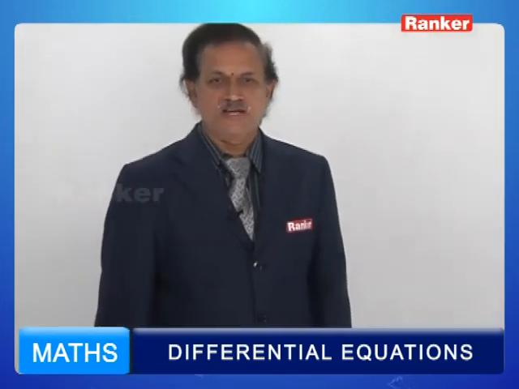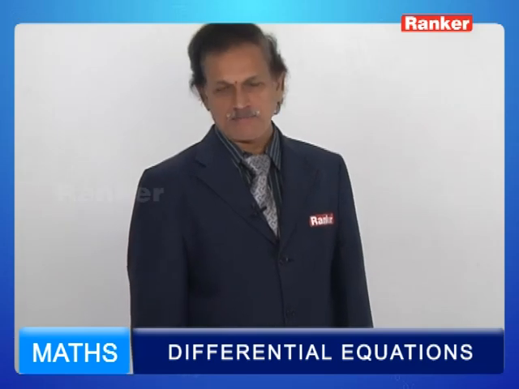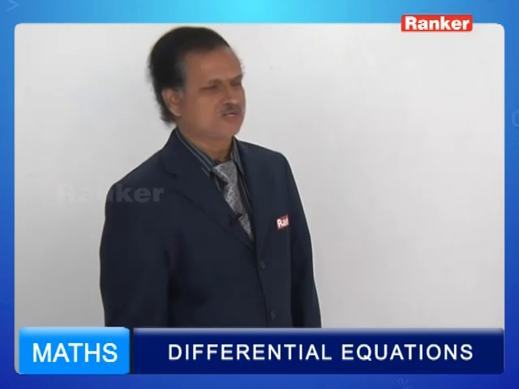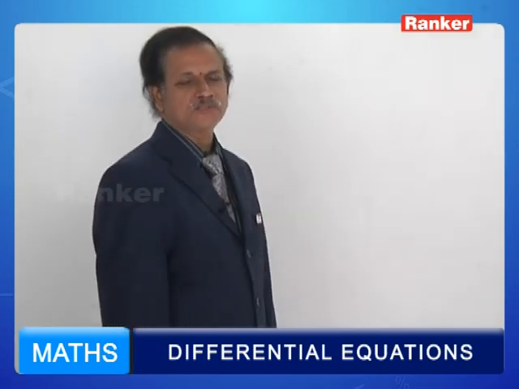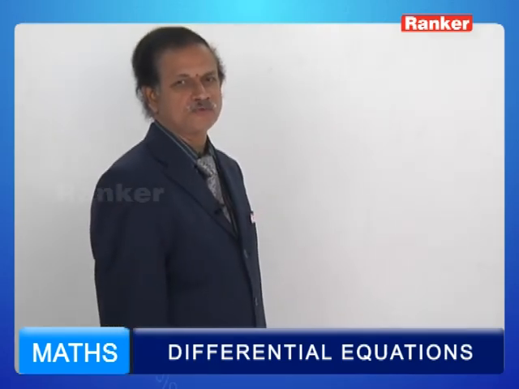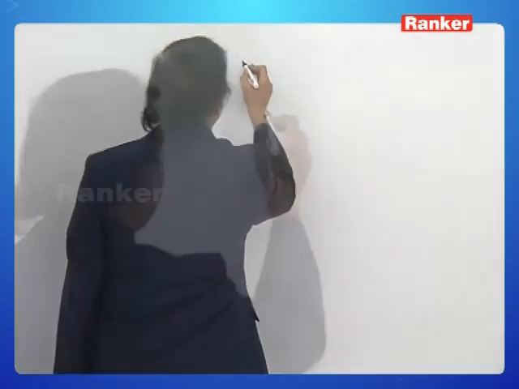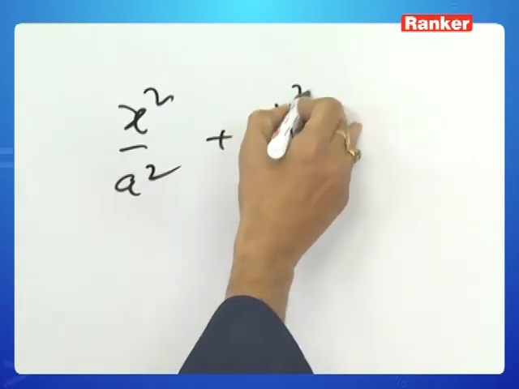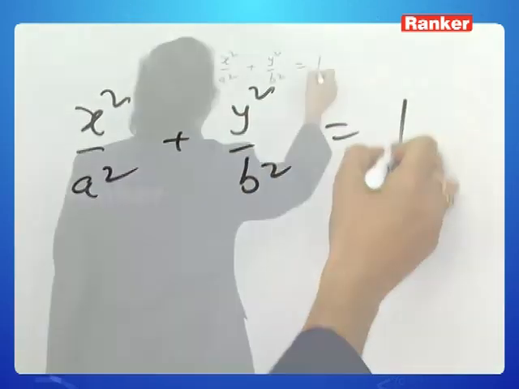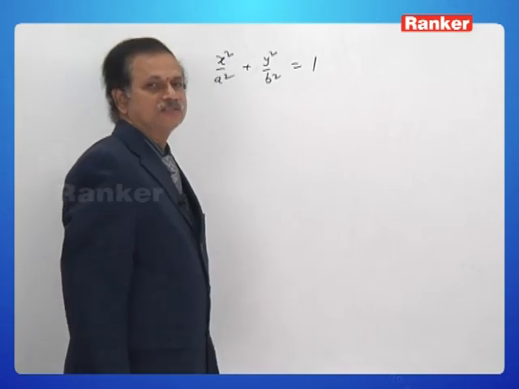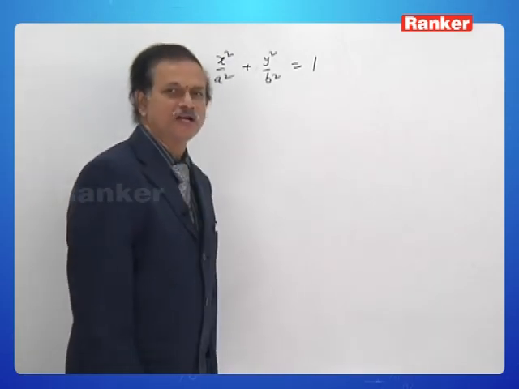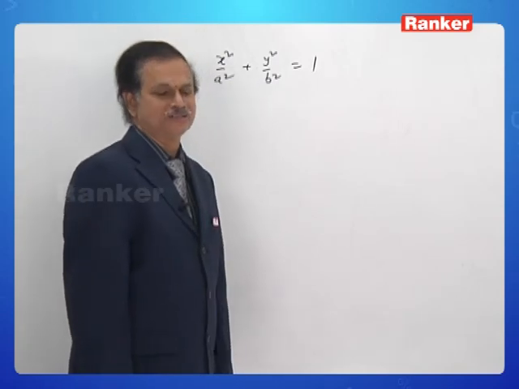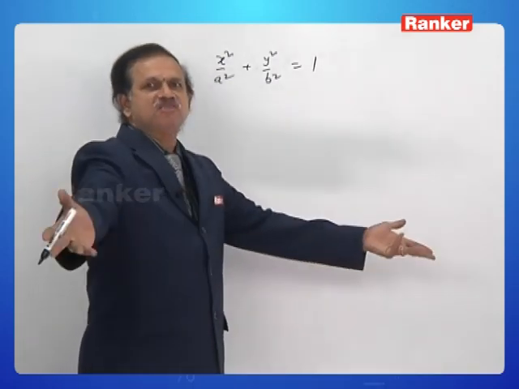So far we have seen the differential equations of different parabolas. Let us turn our head towards ellipse. What is the standard equation of an ellipse? x square by a square plus y square by b square is equal to 1. What is the differential equation of the family of ellipses centered at origin and major axis and minor axis along the coordinate axis? Such a lengthy sentence will be given.